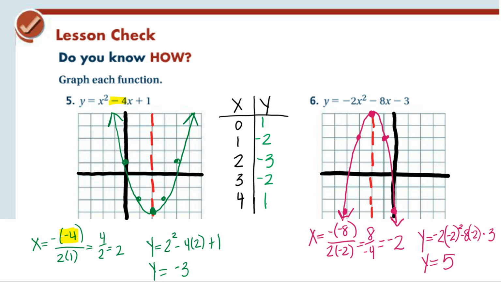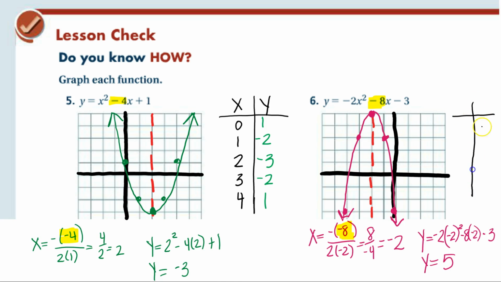Number 6, -2x squared minus 8x minus 3. Again, the b value is already negative, so when you substitute it in for your axis of symmetry, make sure it's a -8 divided by 2 times -2. So 8 divided by -4, so my axis of symmetry is -2.